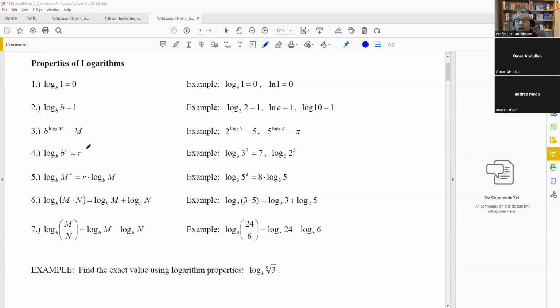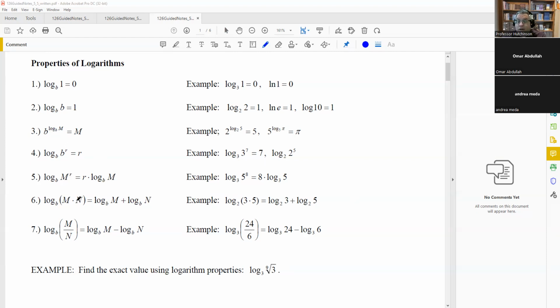Which is the reason why this part, number 4, turns into just r only. If we use property number 5 and bring the r down in front, you would have r times log base b of b, and we know log base b of b is 1. So essentially you just have 1 times r, and that's the reason why you have r there. So 4 and 5 are kind of similar to each other.